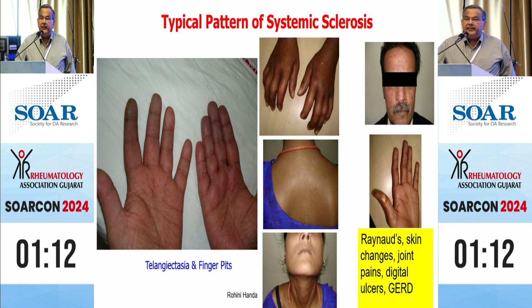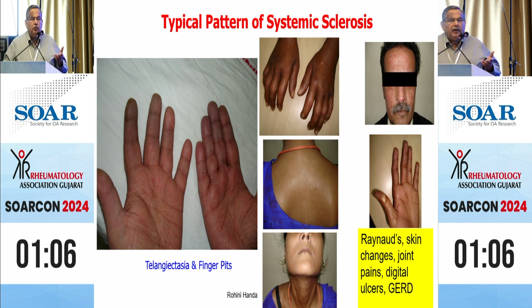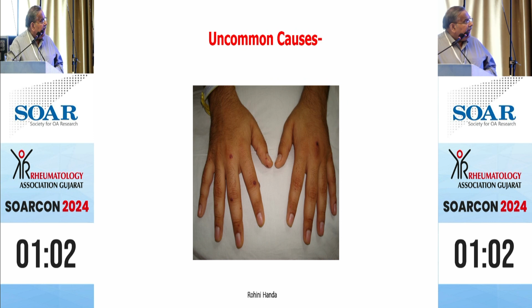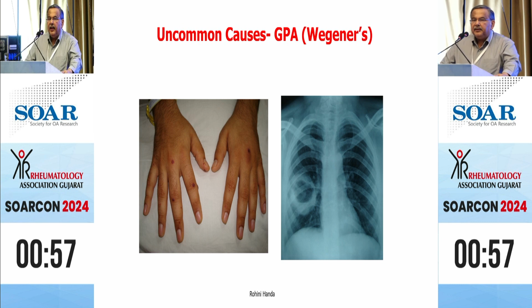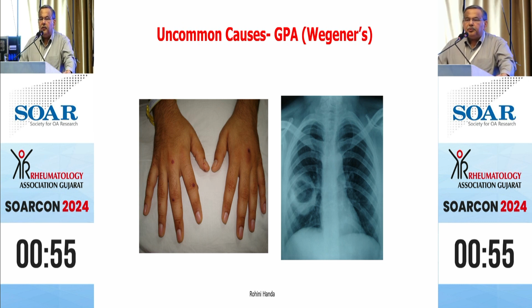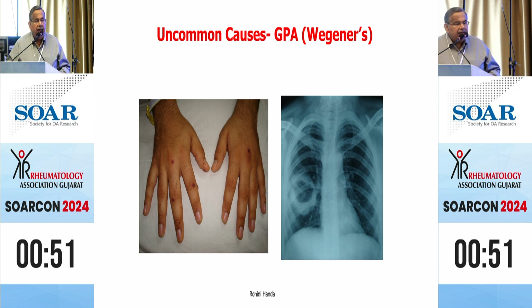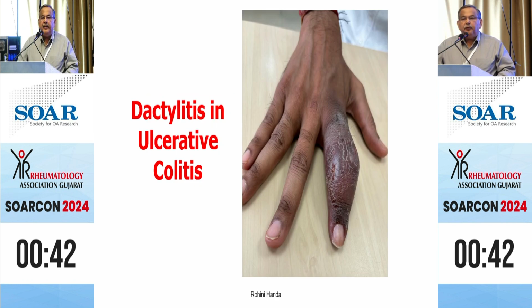Scleroderma, the skin changes are a giveaway. And the arthritides mimic rheumatoid arthritis. You also have Raynaud's phenomena. And this is classical sclerodactyly. Uncommon causes. This is a strapping young gentleman I saw, had constitutional symptoms, upper airway symptoms, GPA or Wegener's, and the X-ray is classical. And then, of course, this is a dactylitis and ulcerative colitis.